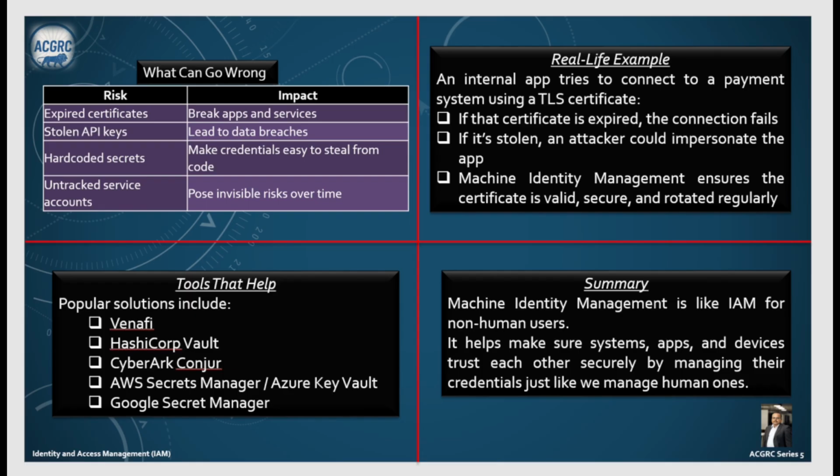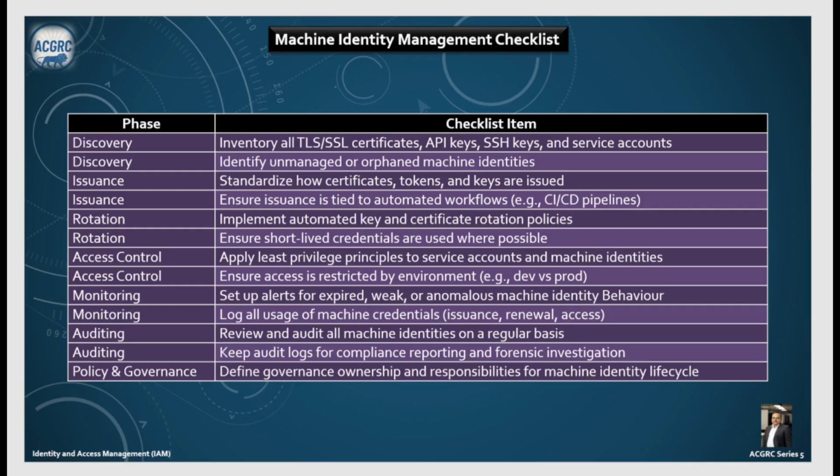In summary, machine identity management is like IAM for non-human users. It helps make sure systems, apps, and devices trust each other securely by managing their credentials just like we manage human ones. Let's now take a look from a checklist perspective.